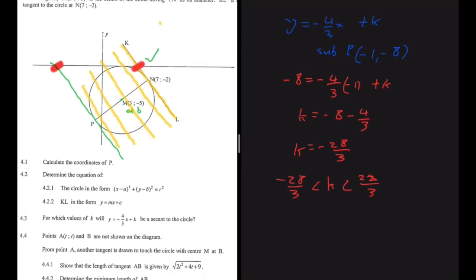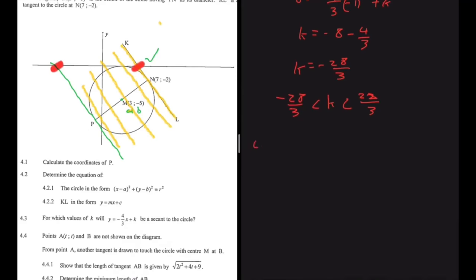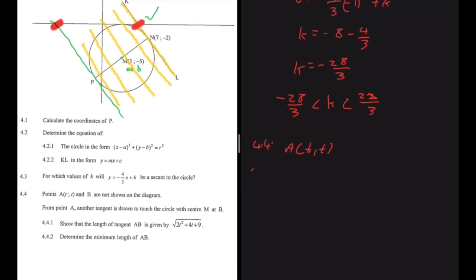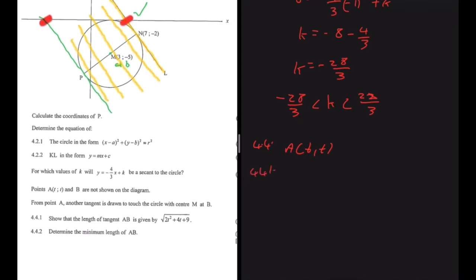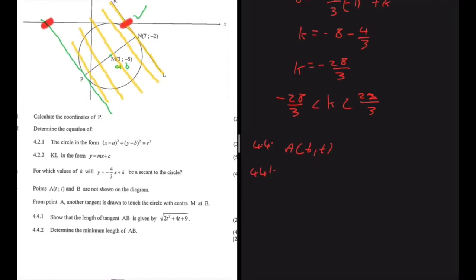Now let's do 4.4. So 4.4 is saying that we have points A of some coordinate T and T, and B, that are not shown on the diagram, right? We are told that from point A, another tangent is drawn to touch the circle with center M at B. And then 4.4.1 is saying that we should show that the length of the tangent AB is equal to the square root of 2t squared plus 4t plus 9, right?